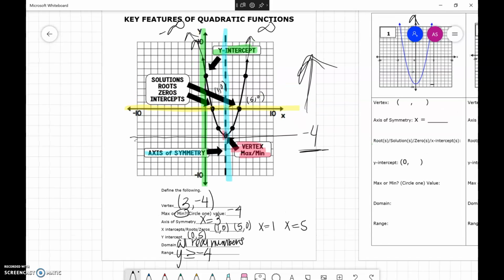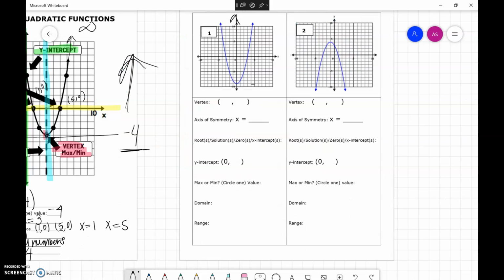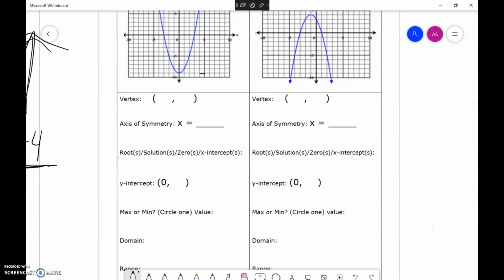All right, so those are your key features of quadratics. Let's look at some examples. Okay, so our vertex is going to be (0, -9). Remember, our axis of symmetry will go straight through our vertex, and it's going through 0 on the x-axis, so I'm going to have x equals 0.